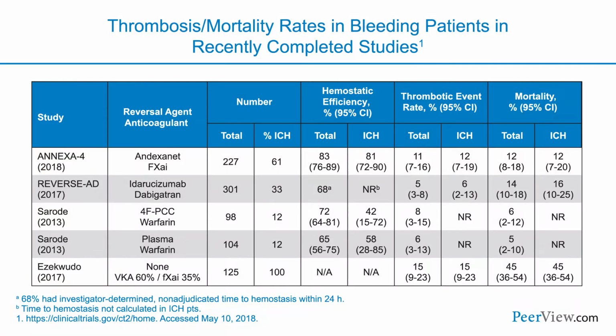So this is a complex but important table that looks at the thrombosis and mortality rates in bleeding patients, so this would be only group A of REVERSE-AD, who were either reversed or repleted for acute bleeding related to an oral anticoagulant. The top line there in the pink color is Annexa-4, and you see thrombotic event rate overall is about 11%, and the intracranial hemorrhage population about 12%, mortality 12%. In REVERSE-AD, group A only, the patients treated with Idarucizumab, you see about a 5% 30-day thrombotic rate, 6% among those who had an intracranial hemorrhage, and mortality a little higher than you see in Annexa-4, 14 to 15%.